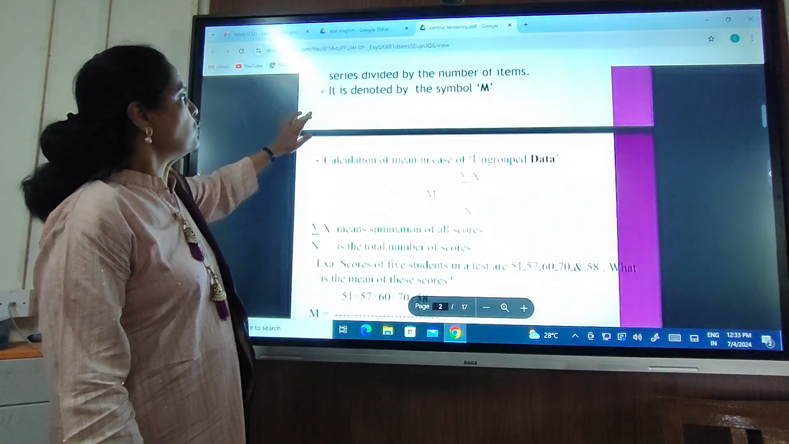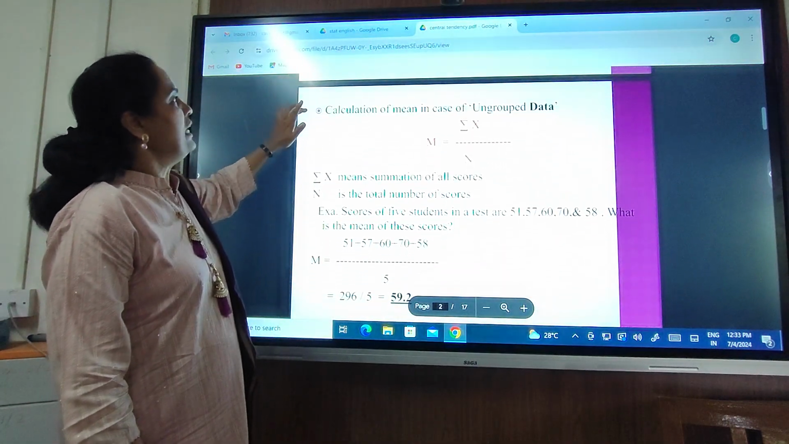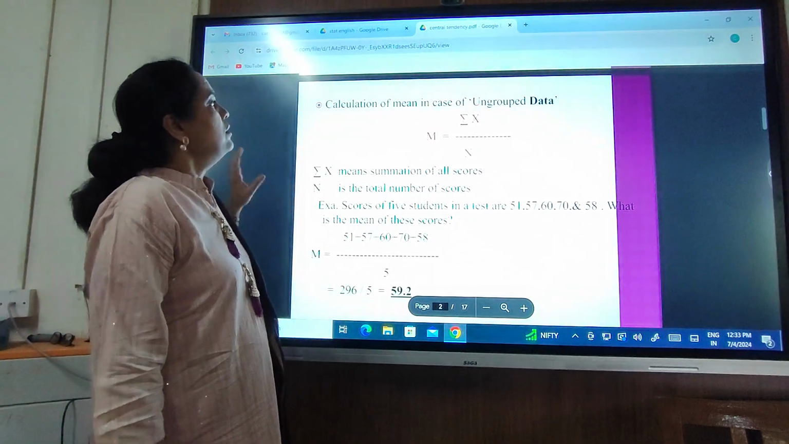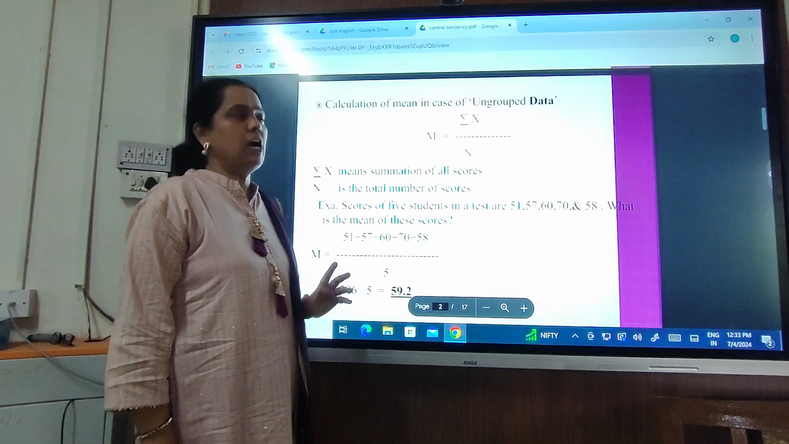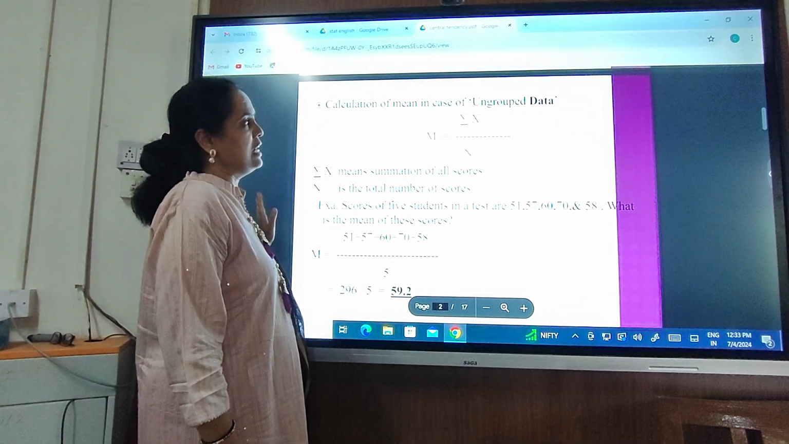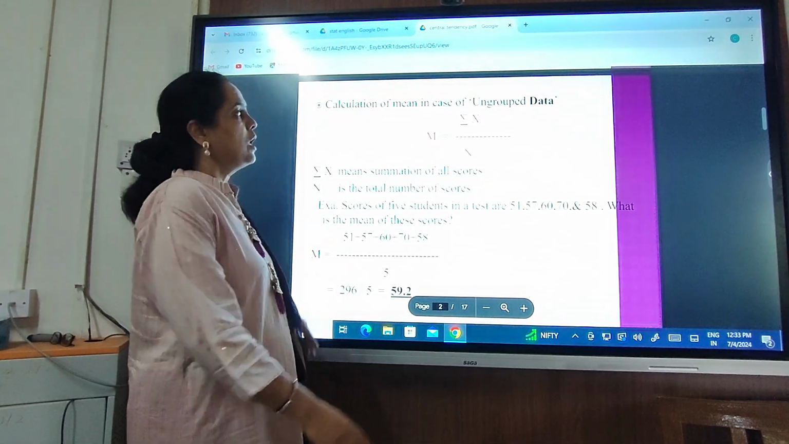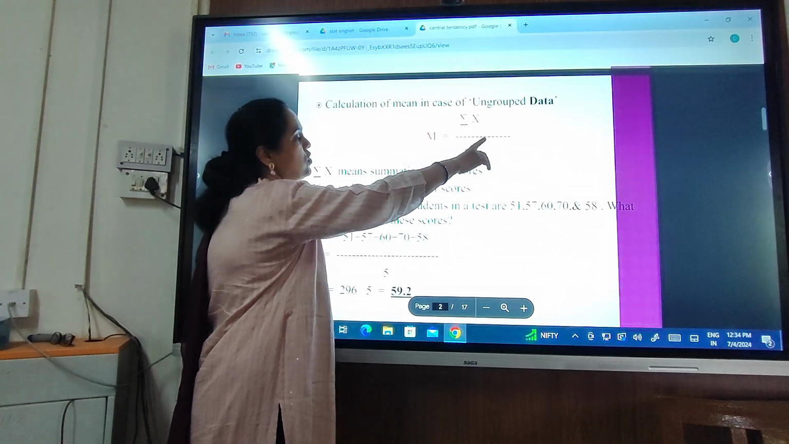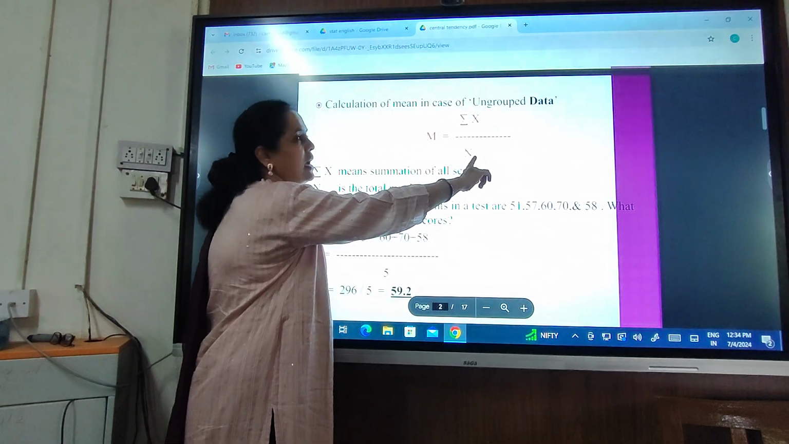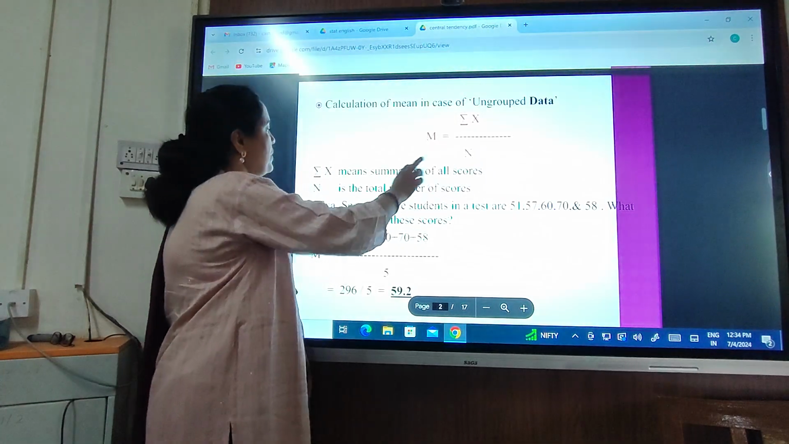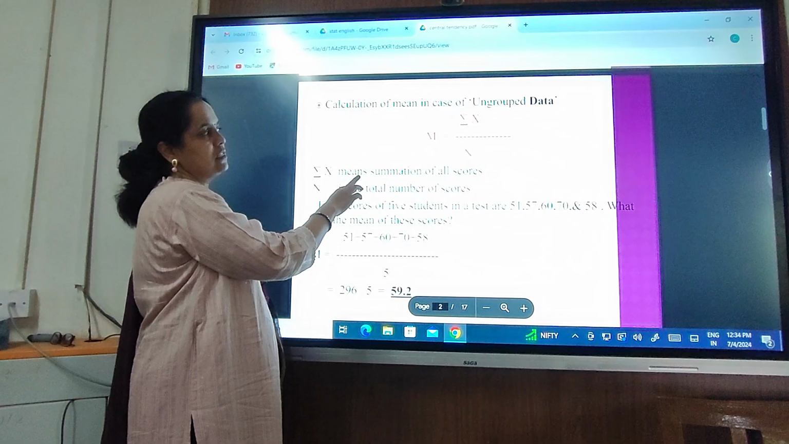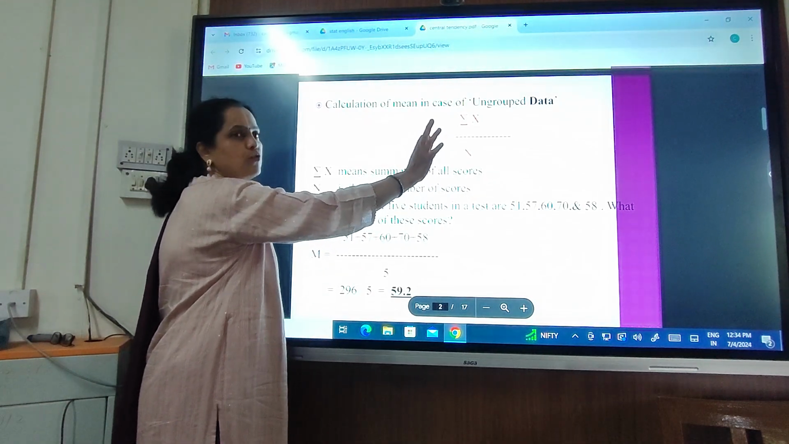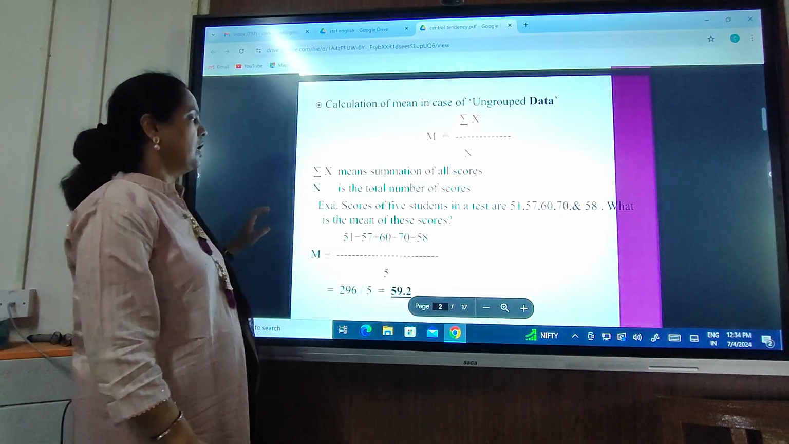Let us see how to calculate mean when the data is ungrouped. The formula for this type of calculation of mean is M equal to summation of X divided by N. X is the scores, and this summation is divided by the total number of scores, where summation of X is the summation of all scores, N is the total number of scores, and M is the mean.